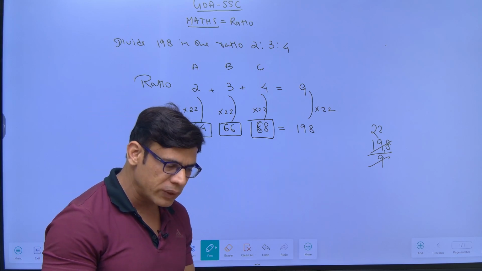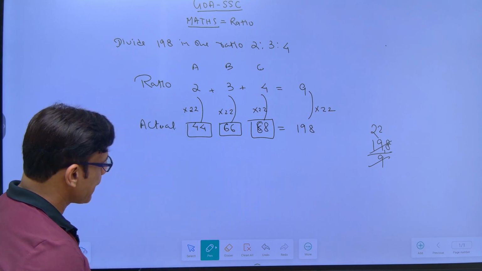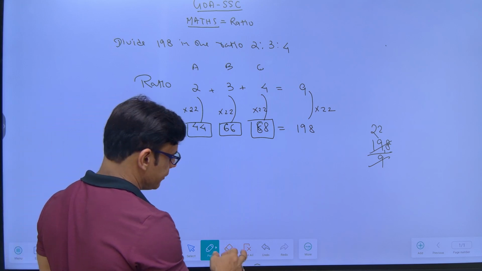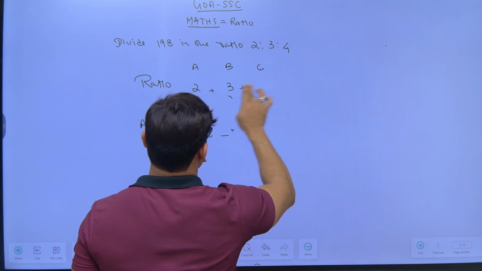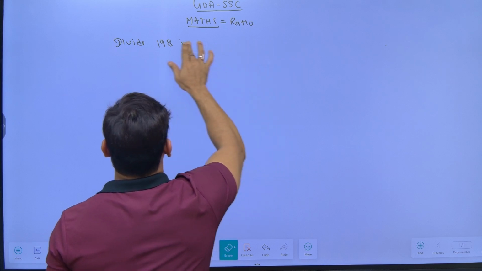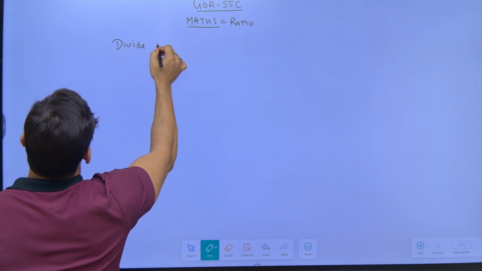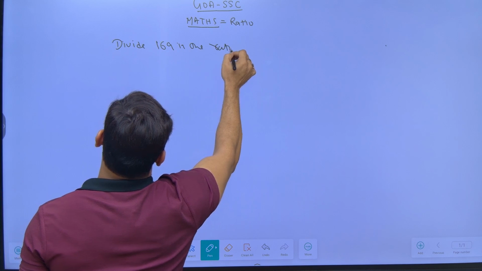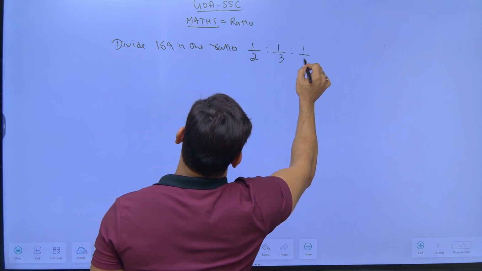Let's make it a little more difficult. Another question, going to take a little more difficult. Pause the video and make a note of it. So I'm going to write down another question. Question is divide 169 in the ratio 1 by 2 is to 1 by 3 is to 1 by 4.